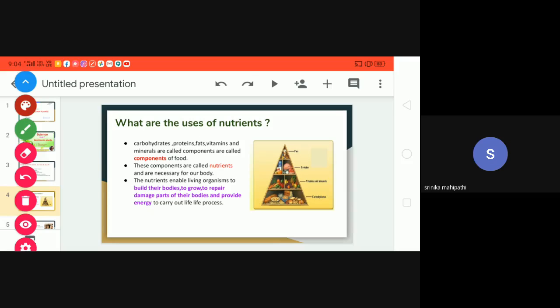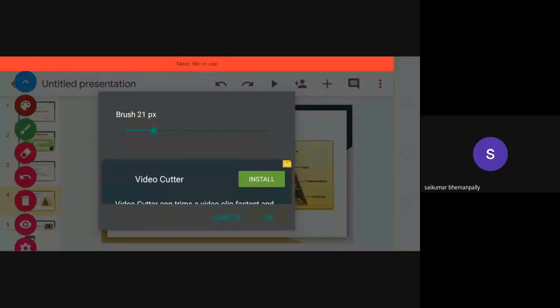It helps in our body growth and provides energy. Yeah, very good. Sai Kumar, are you there? It gives us energy to work. Yeah, it's right. Okay. So what are the uses of nutrients?